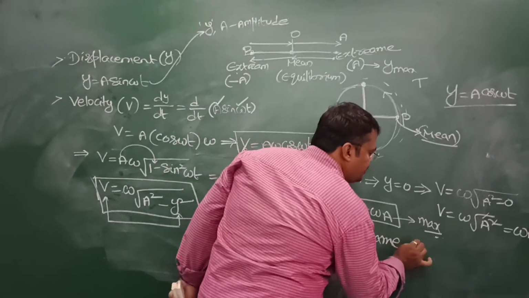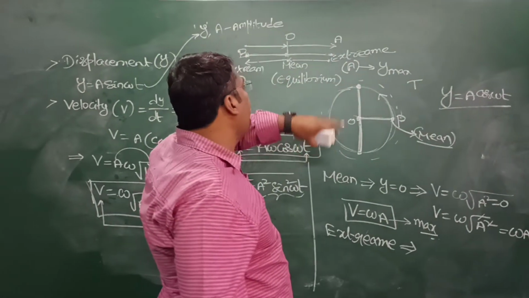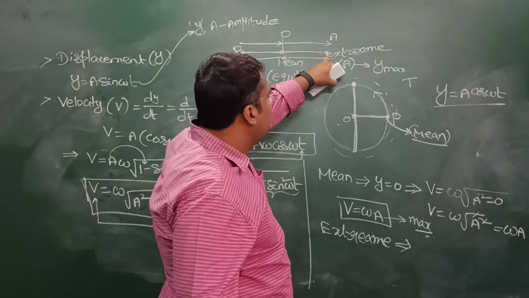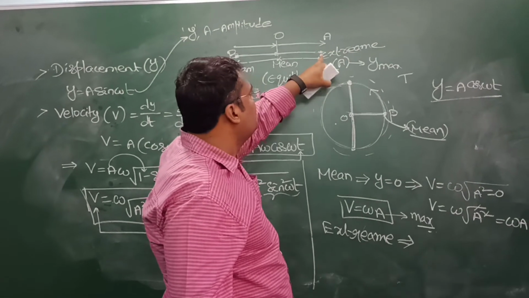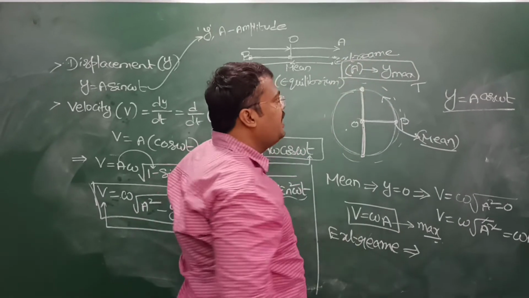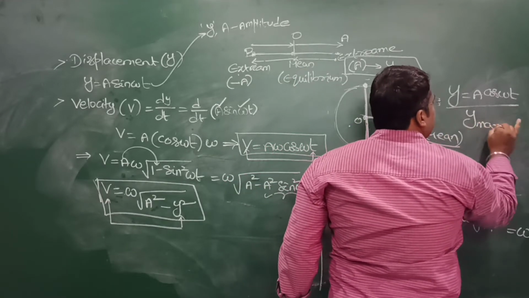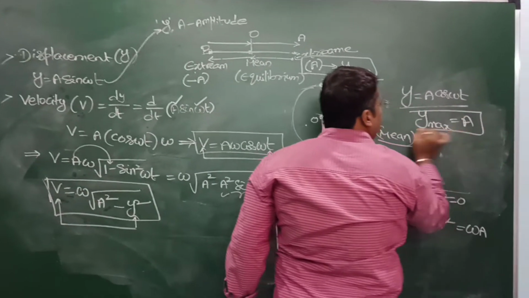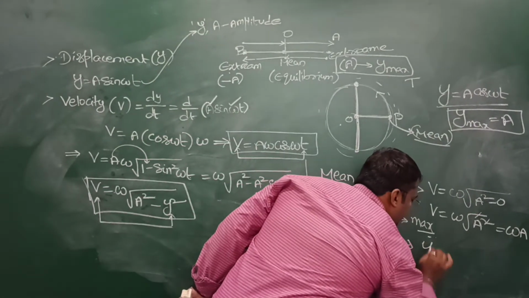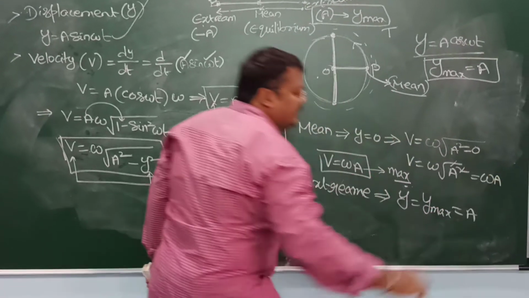At an extreme position, what about the displacement of the particle? Then y will increase gradually. When it reaches point A, y is the maximum displacement covered by the particle. That maximum displacement, y maximum, is nothing but the amplitude A. So at an extreme position, y is equal to y max, that is equal to A.